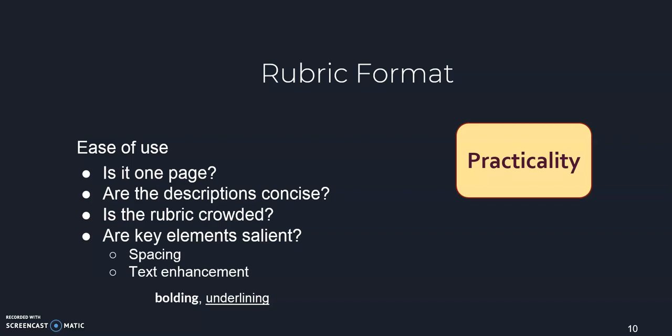Are the descriptions concise? Is the rubric too crowded? Are the key elements that help you distinguish between levels of performance salient? Maybe you want to think about bullets like in this PowerPoint, or spacing to help make it easier to read, or text enhancement like bolding or underlining. So when you use and go back to the rubric with each performance, you can quickly get to the points that help you differentiate between levels of performance.